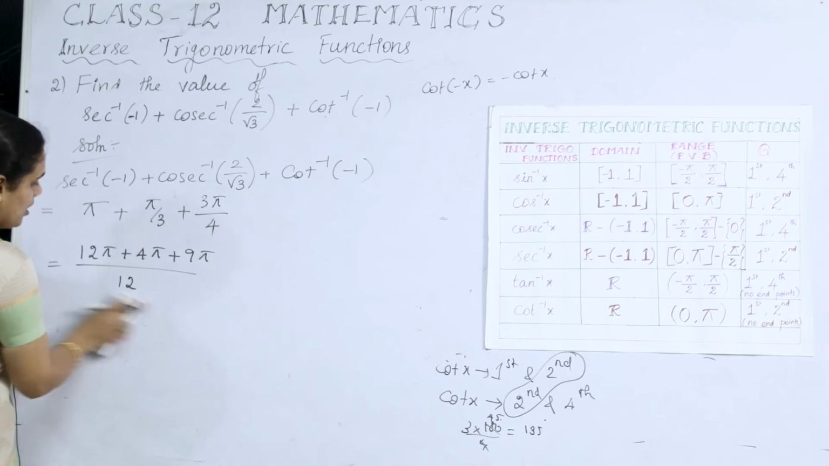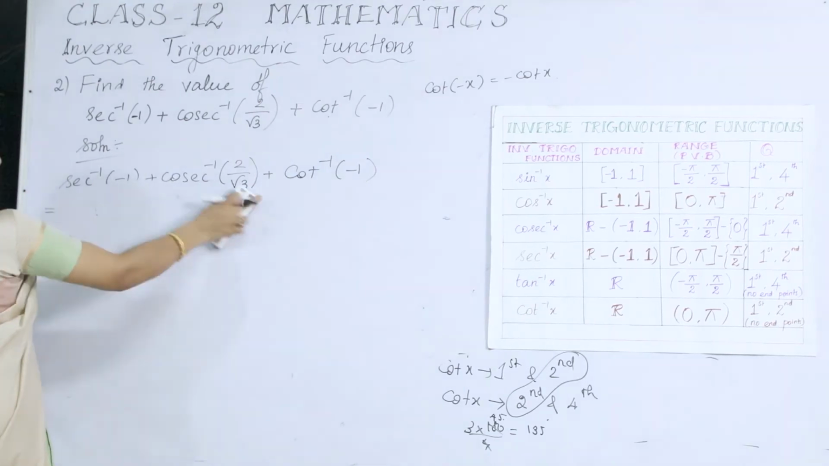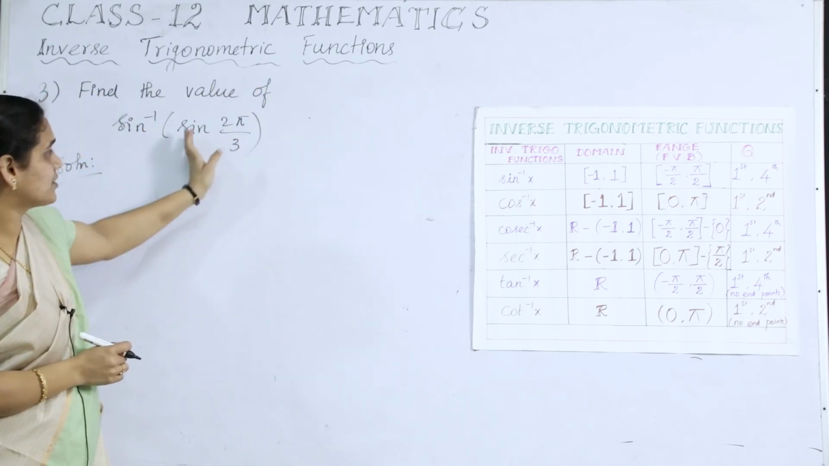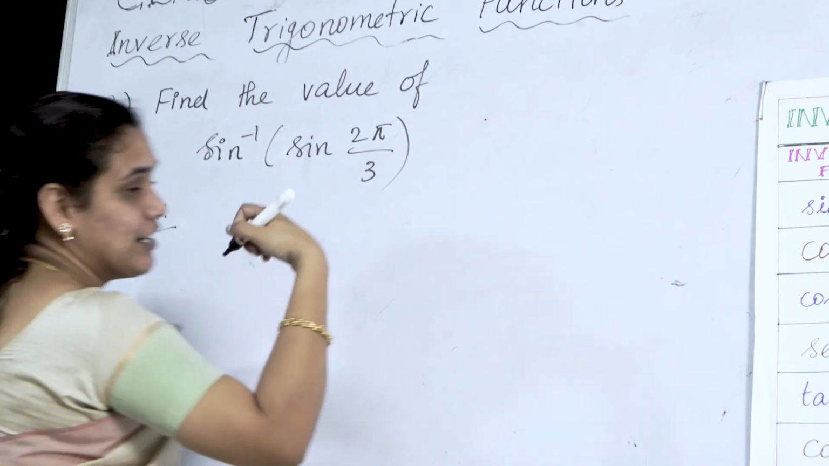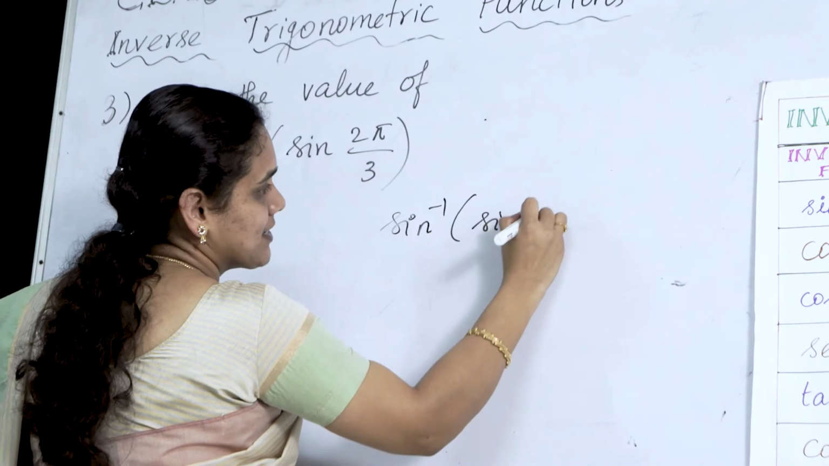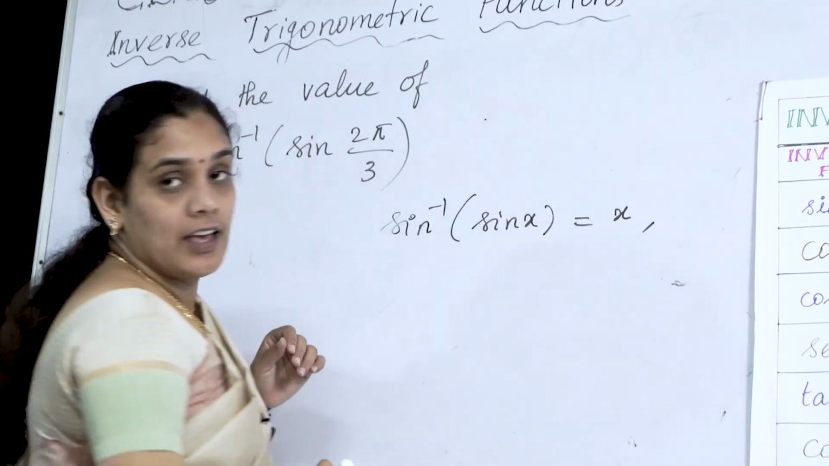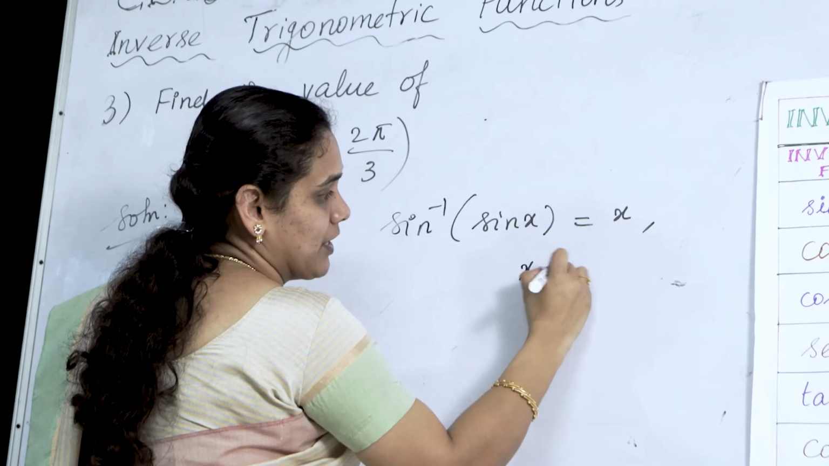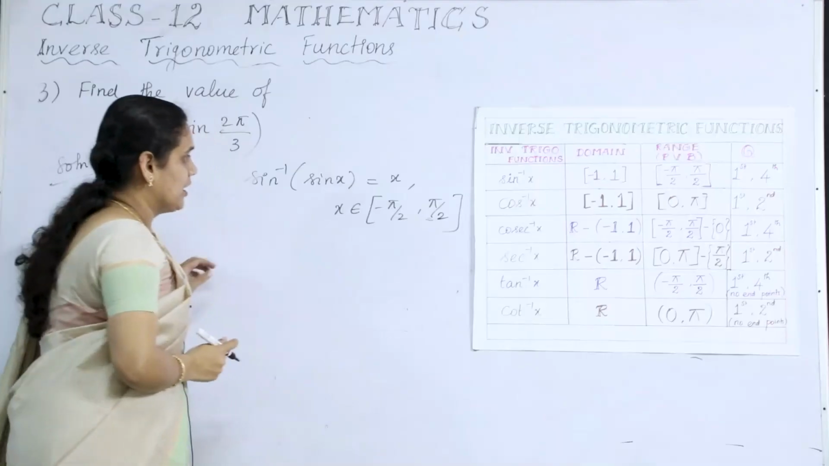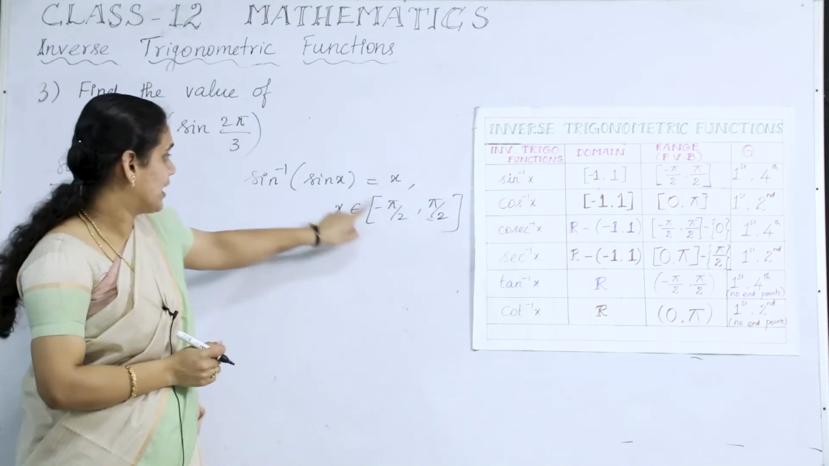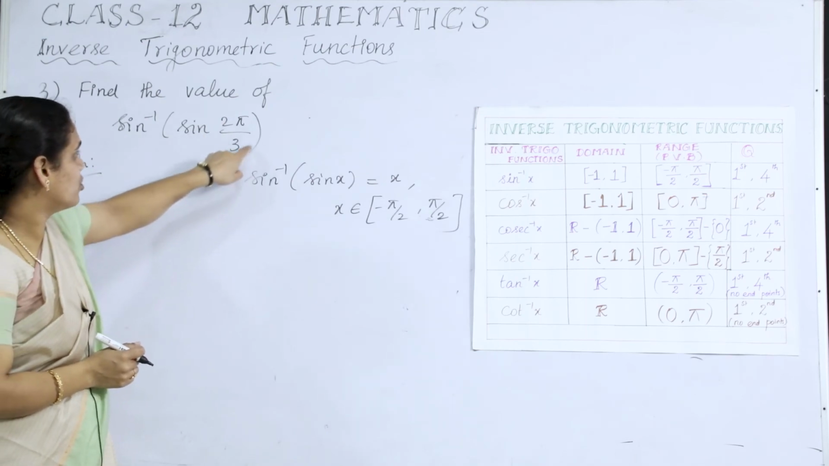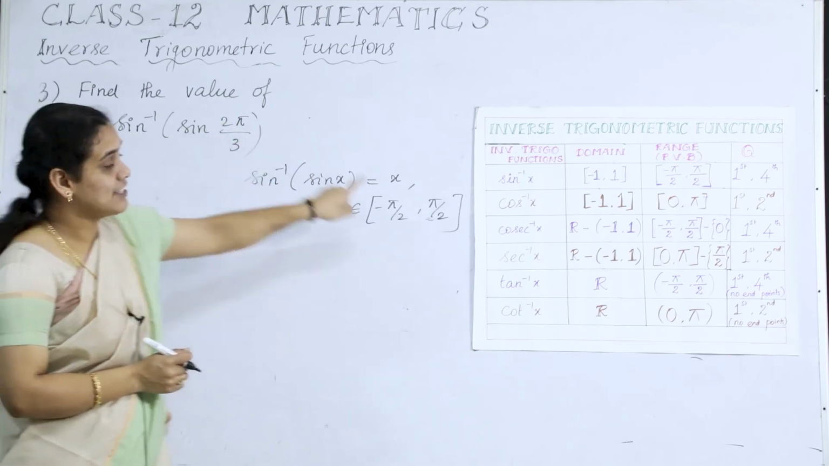I'll show you one more problem. So next we have to find the value of sine inverse of sine 2 pi by 3. Okay, so in the previous session we discussed that sine inverse of sine x is equal to x, when x belongs to minus pi by 2 comma pi by 2 in its principal branch. If this x lies in the principal branch, we can say that sine inverse of sine x equals x. Here, sine inverse of sine 2 pi by 3. So we have to check whether this 2 pi by 3 lies in this interval or not.